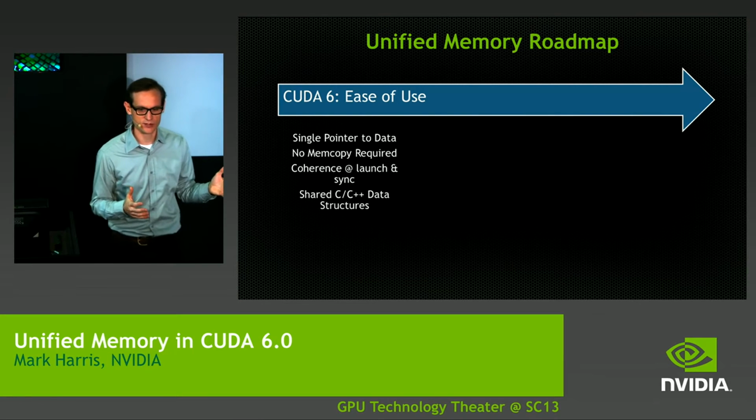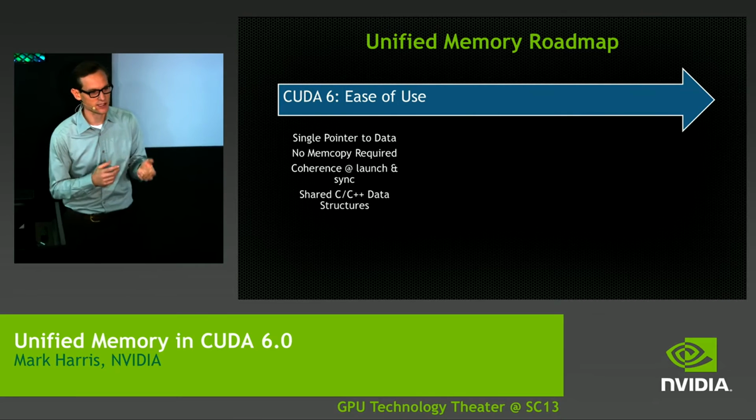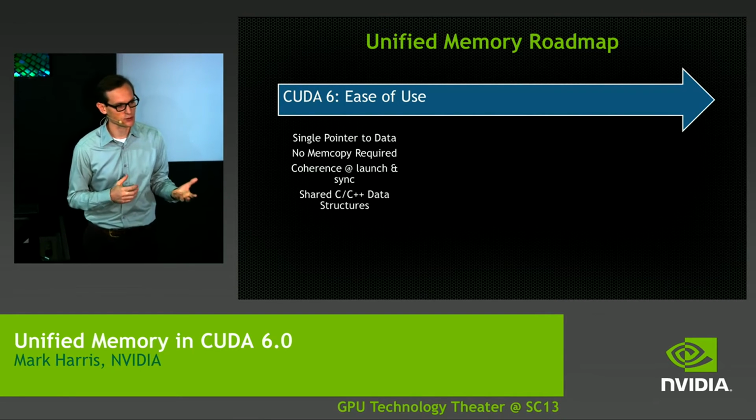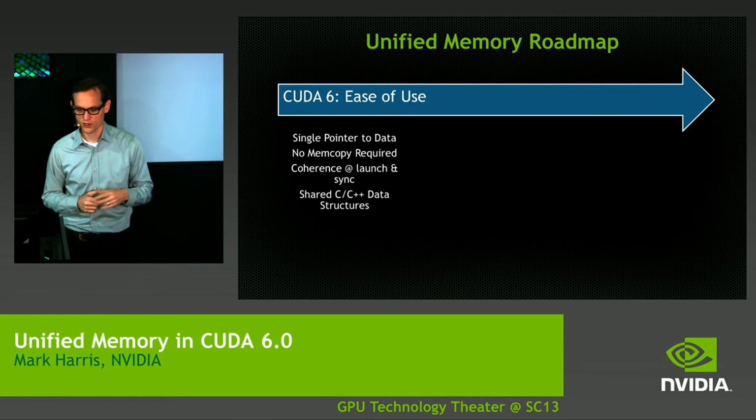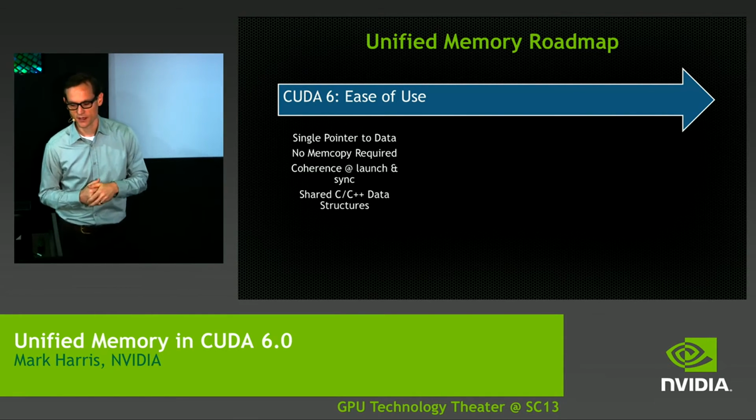So with CUDA 6, you get a unified allocator, cudaMallocManaged, that provides a single pointer to data. So it's accessible between the CPU and GPU without a memcopy. You have coherence at the time of kernel launches and at synchronization. And this means that you can now share complex C and C++ data structures between host and device code, as I've shown.